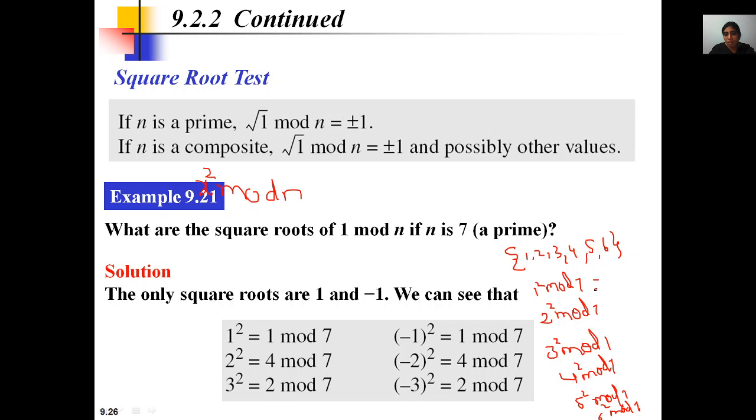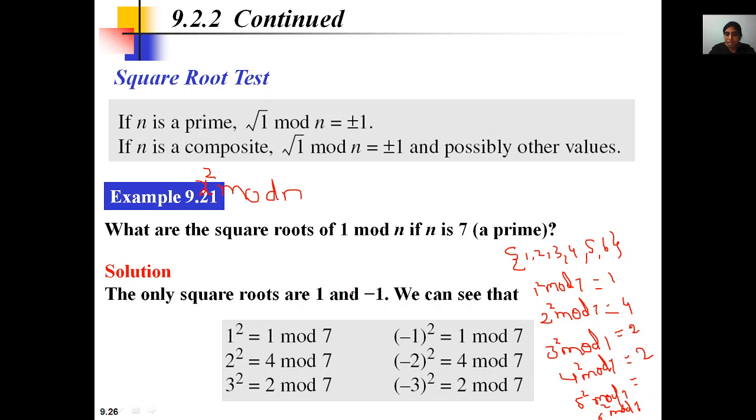Now 1 square mod 7 leads to 1, 2 square is 4, so you are going to get 4. 3 square mod 7, that is 9, you are going to get 2. Then 4 square is 16, mod 7, so what value are you going to get? 14, so 2 is the answer. Like that you are going to find.